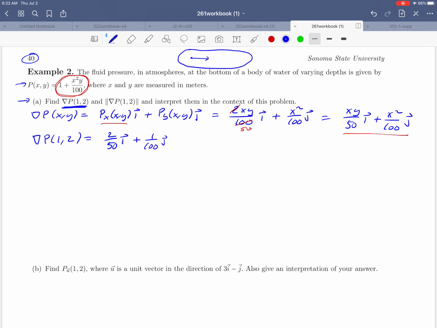Okay, and again, I'm going to do a little simplifying. 2 over 50, we could reduce down to 1 over 25. So let's rewrite that just as 1 over 25.